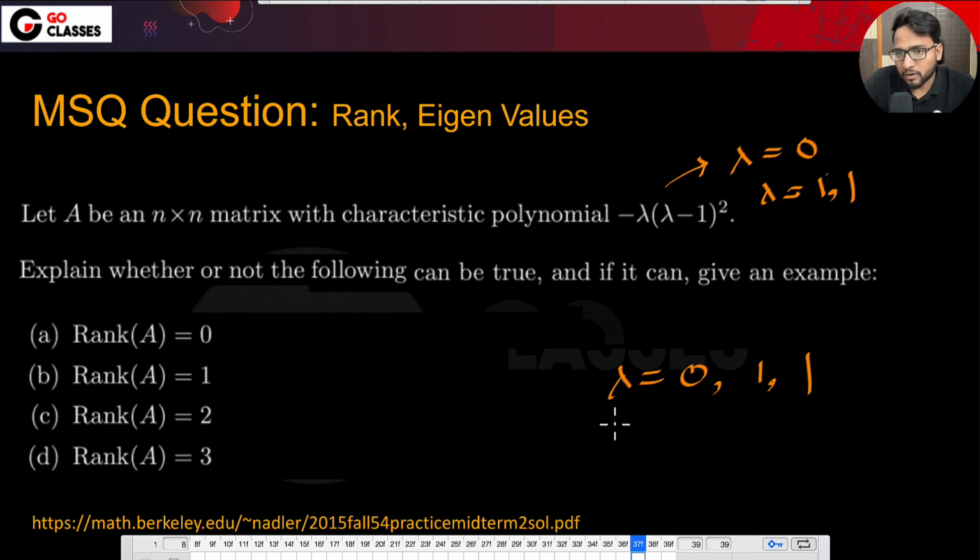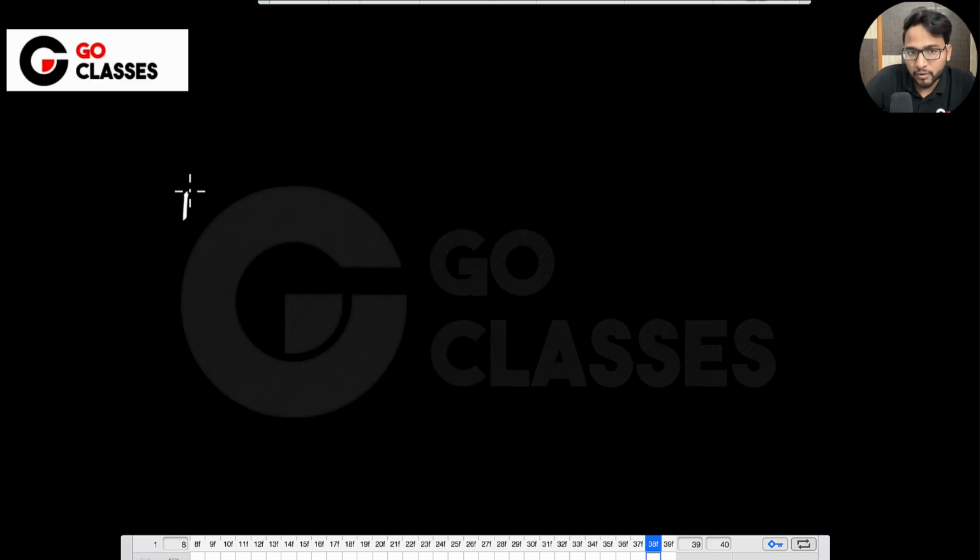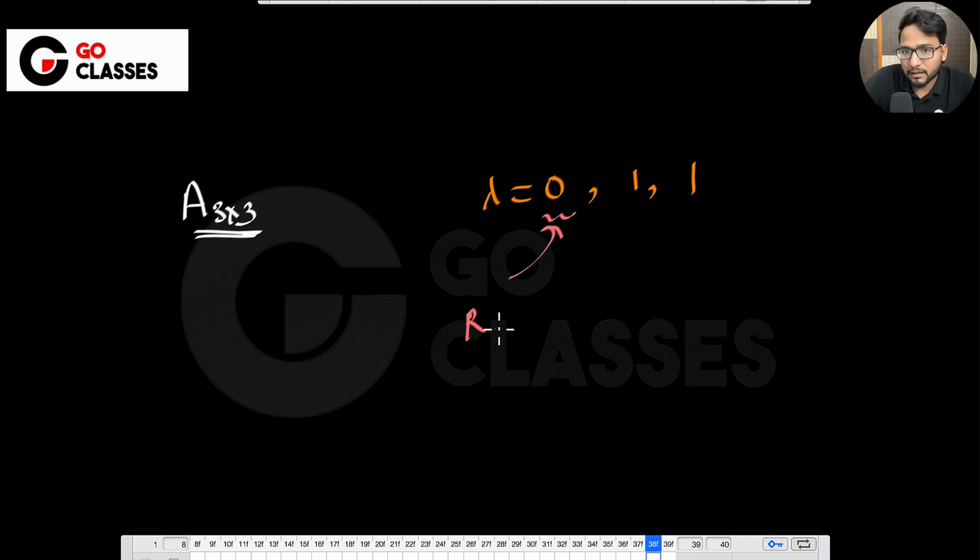One thing is for sure: if lambda is 0, then the matrix cannot be full rank. Full rank means the degree of the polynomial is 3, so that's why the matrix A must be a 3 by 3 matrix, right? There are 3 lambdas, but one of them is lambda equal to 0. Since lambda equal to 0 is there, rank cannot be equal to 3. The reason is that the determinant is 0.